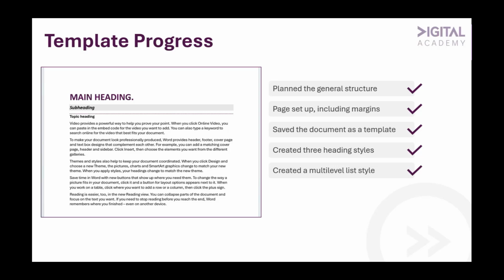We also created a multi-level list style. I don't have an image of that here, but you'll see it in a minute when we open our template, for users that want a multi-level list style. So where you have your 1, 1.1, 1.1.1. We looked at how to set up a multi-level list style, how to set up the indents, the numbering, the formatting, and so on.